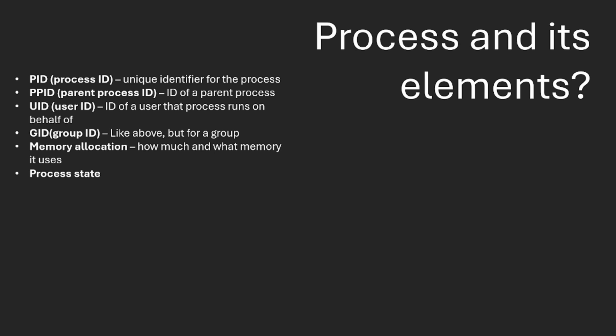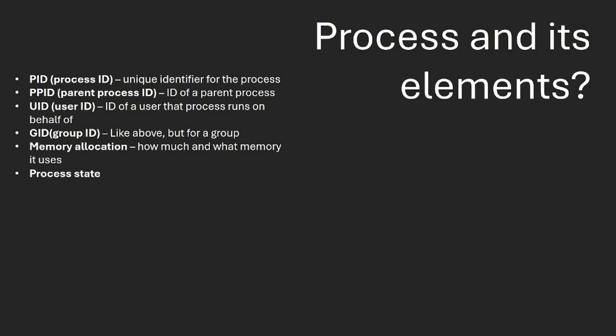Next is PPID. It's the ID of a parent task, such as the shell, some app, or the root process, aka init. UID is the ID of the user that this program runs as, so it has all the permissions of such user. GID is pretty much the same as UID, but instead of a user, it stores the ID of a group which such process runs as. Then, also memory allocation. This is just a bunch of data that says how much memory and what type of memory, heap, stack, or whatever else, the process uses.